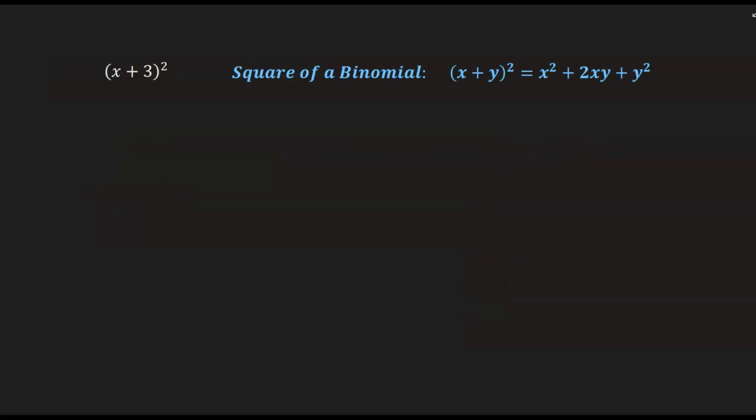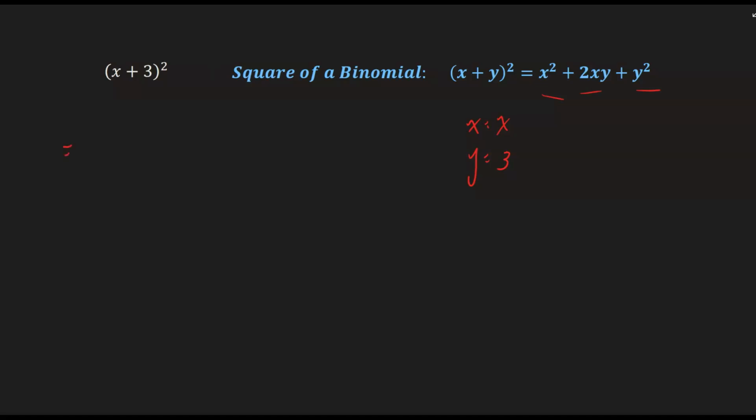The next example involves the square of a binomial. Notice that I have a binomial here, x plus 3, and it is getting squared. So it fits the pattern of (x + y) all squared. And in this case, my y is equal to 3. Well, let's start with x. x is equal to x. y is equal to 3. And so therefore, we have everything we need to expand the binomial using the pattern here with these 3 terms.